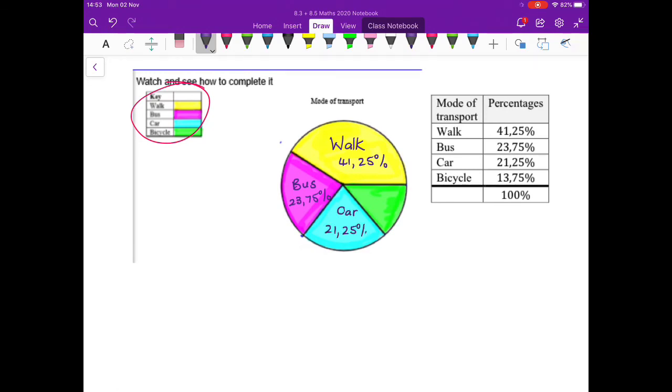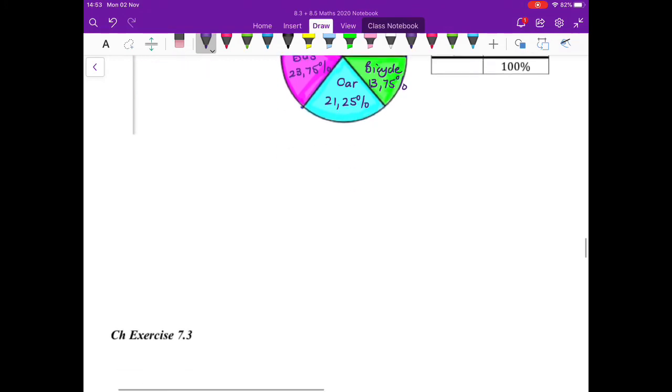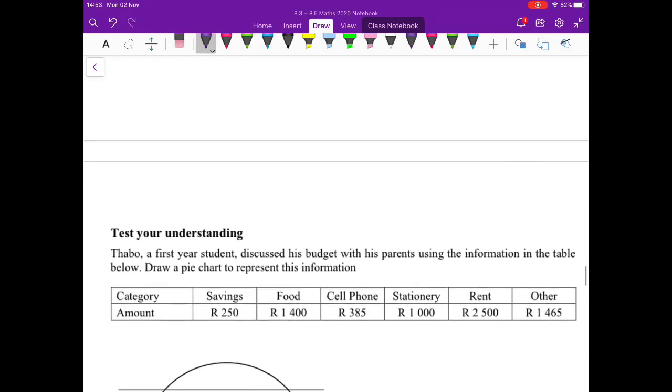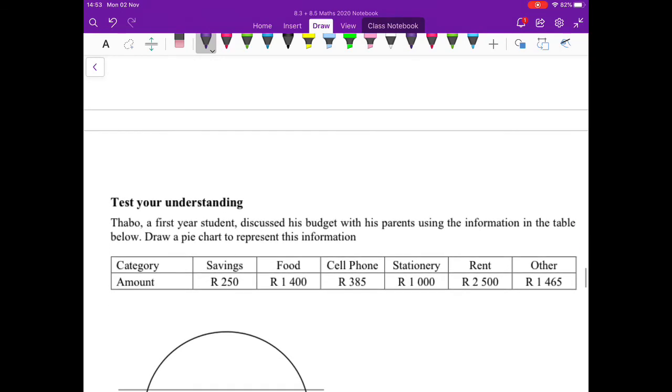Okay, let me finish it for you. Car would be 21.25%, and then bicycle would be 13.75%. And remember, you have to have a heading as well. There's more practice, exercise 7.3, or first go and do your test your understanding.